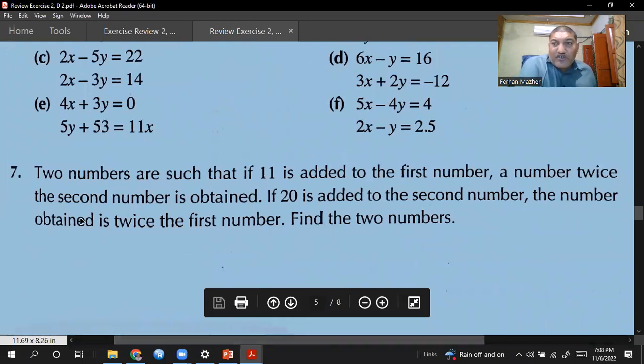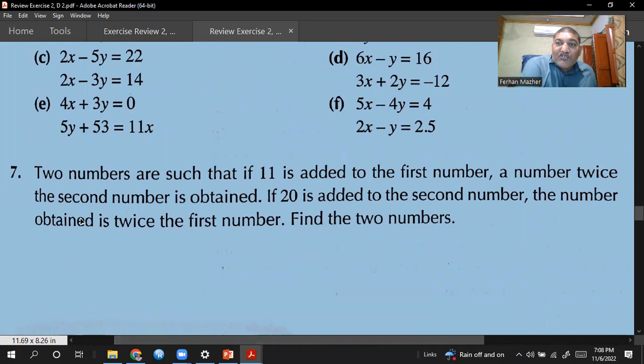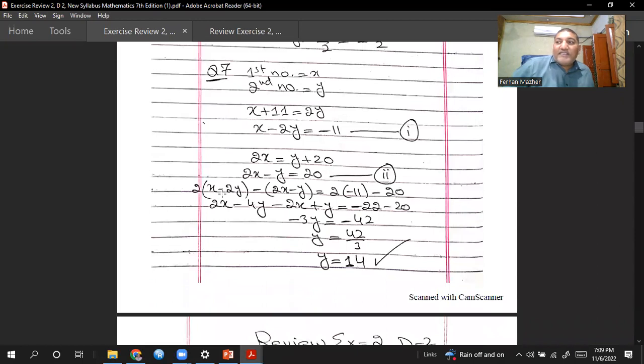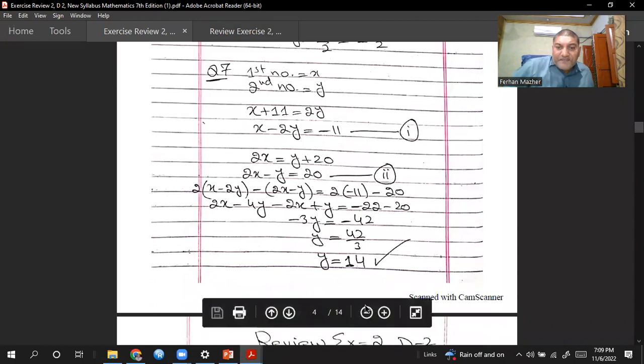The next question is question number 7 from Review Exercise 2 of Chapter 2 from the book D2. The name of the book is New Syllabus Mathematics, 7th edition. Two numbers are such that if 11 is added to the first number, a number twice the second number is obtained. If 20 is added to the second number, the number obtained is twice the first number. Find the two numbers. So, question number 7.